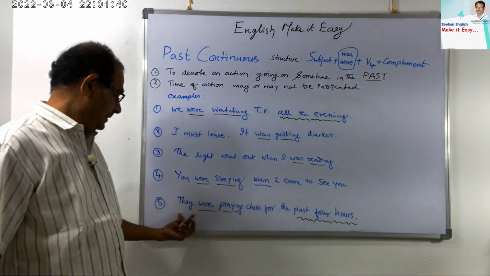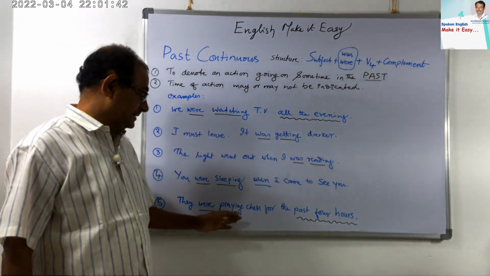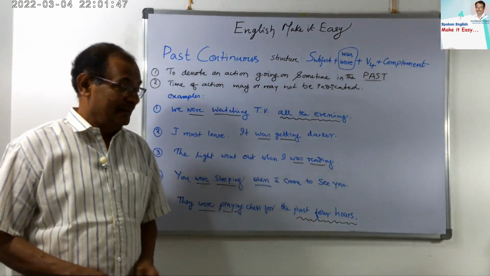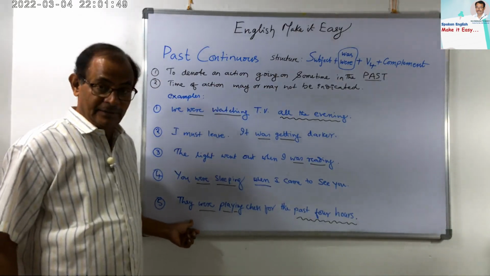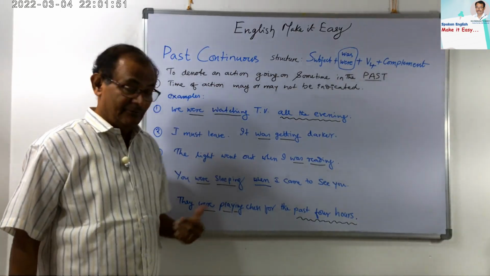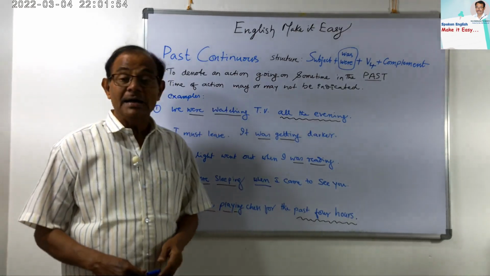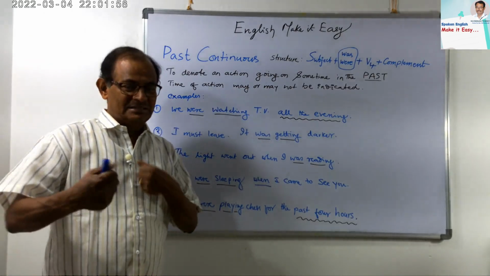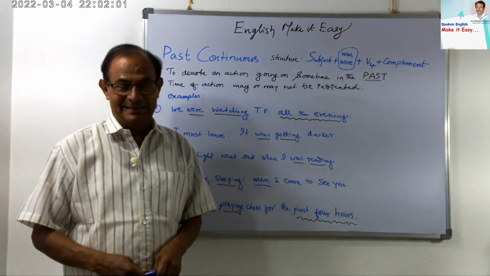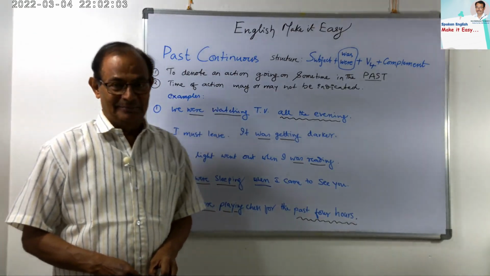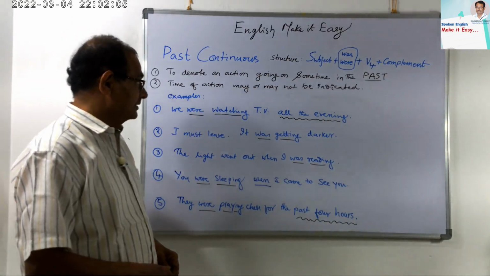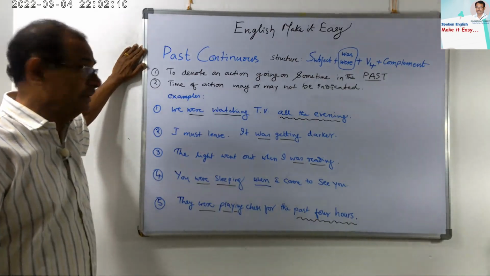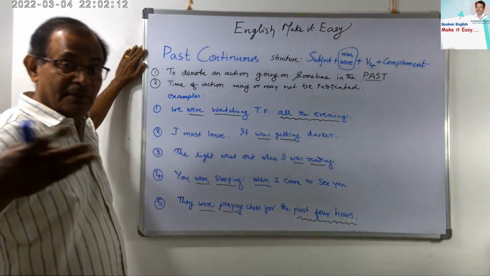So see here, they were playing chess for the past 4 hours. What were they doing? They were playing. There is a plural, third person plural. They were playing chess for the past 4 hours. Very long play, and they fight in chess, and it took a long time, 4 hours. See, these are the examples to denote an action which was going on sometime in the past.